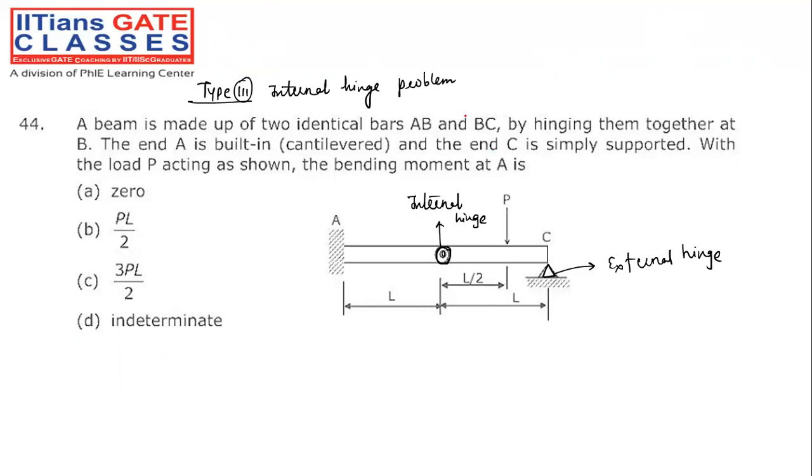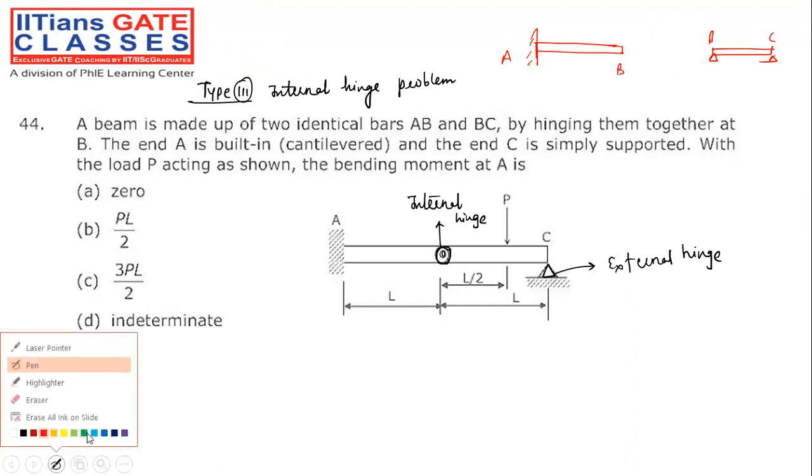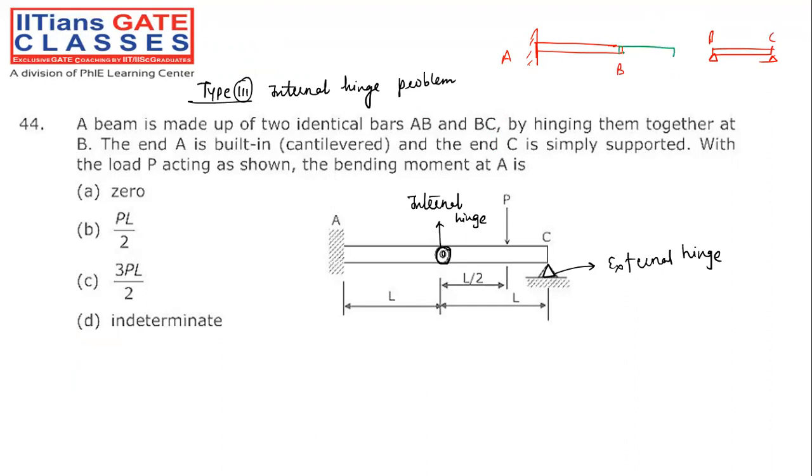Why are we using the internal hinge? Understand. There are two beams. One is a cantilever beam, and there's one more beam, which we call a simply supported beam. Both these beams are connected. This AB and BC beams are connected together with the help of a pin connection. They will be joined together by the pin, right? That is the purpose of the internal hinge. Internal hinge is used to connect two different types of beams.